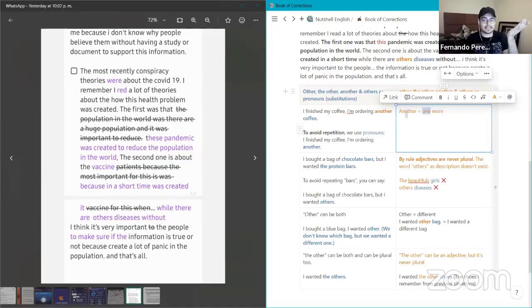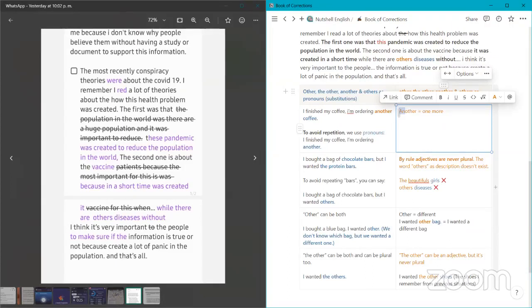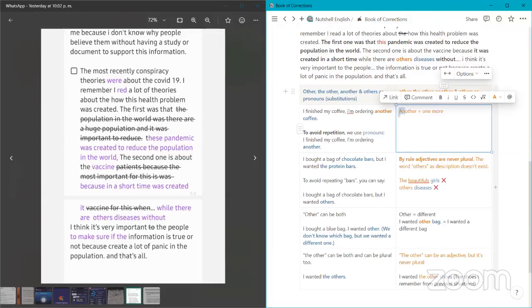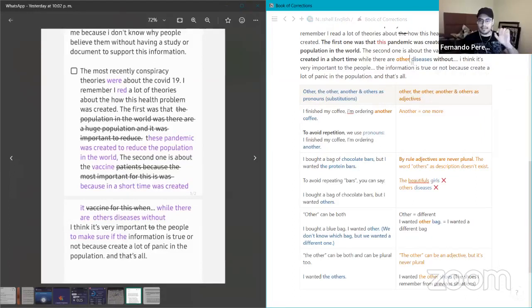"Another" is just think about one, a, or an. So you can associate it directly with one. It's singular only. "Another" is singular only. The rest use "other." Okay, there we go.